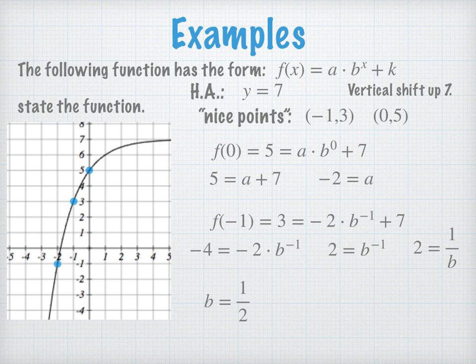To do this solving, you're going to take both sides times b. So you'd have 2b equals 1, divide both sides by 2, and you'd have b equals 1 over 2. So this means our function is f of x equals negative 2 times the quantity 1 over 2 raised to the x, plus 7.